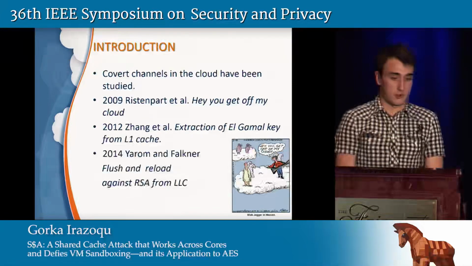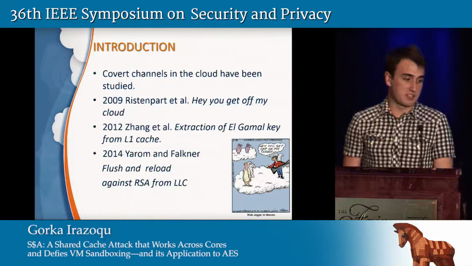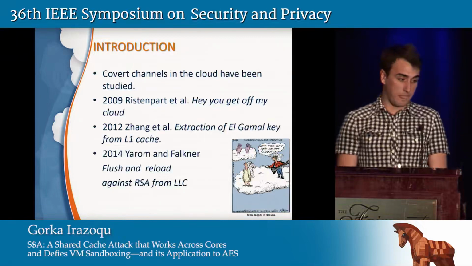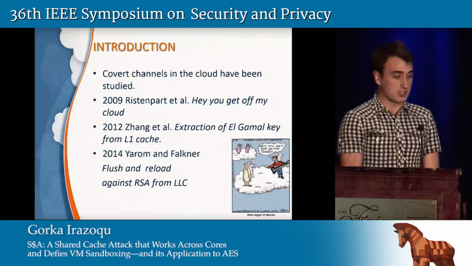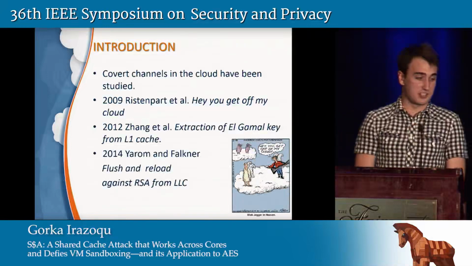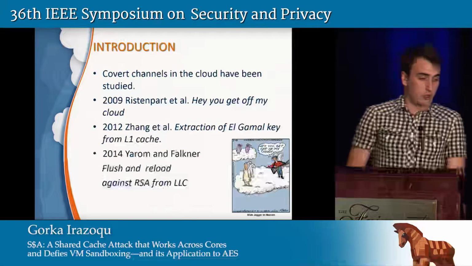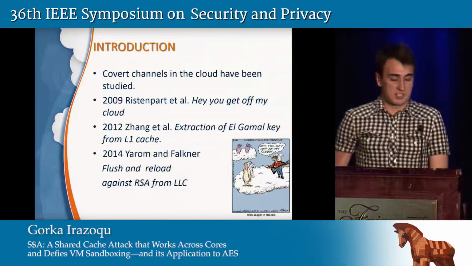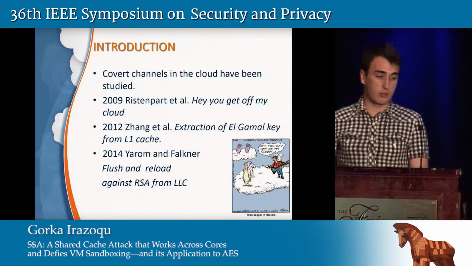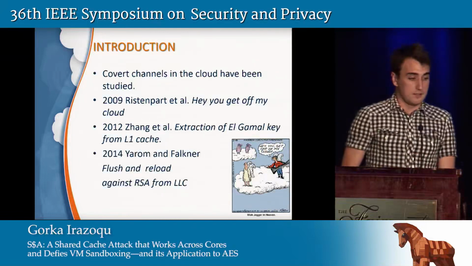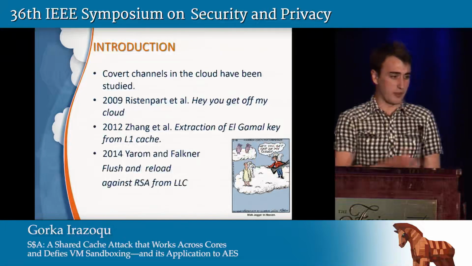Then in 2012, Zhang et al. were also able to extract ElGamal decryption keys from level 1 caches in virtualized environments, and in 2014, Yarom and Falkner used the flush and reload side channel technique to recover RSA keys from co-located VMs. But this is important because this attack was applied in the last level cache. This means that we don't need to be co-located in the same core anymore, but this attack can be applied from different cores. And this is important.